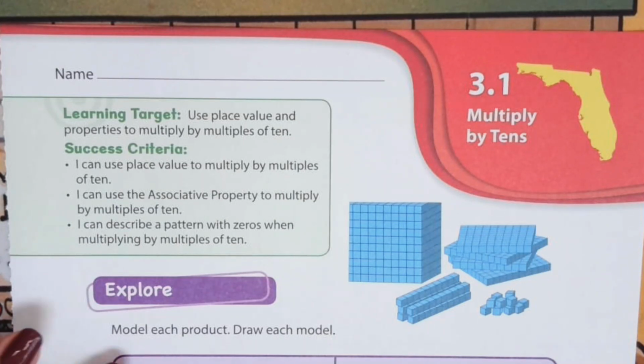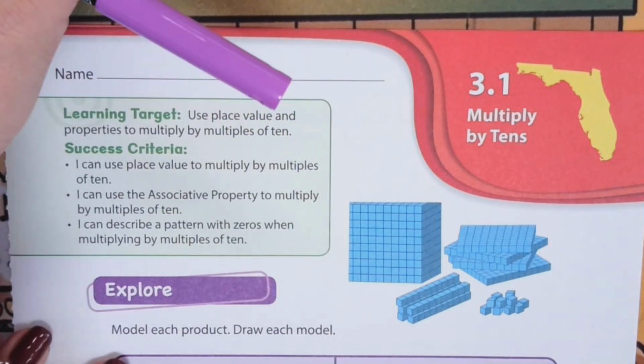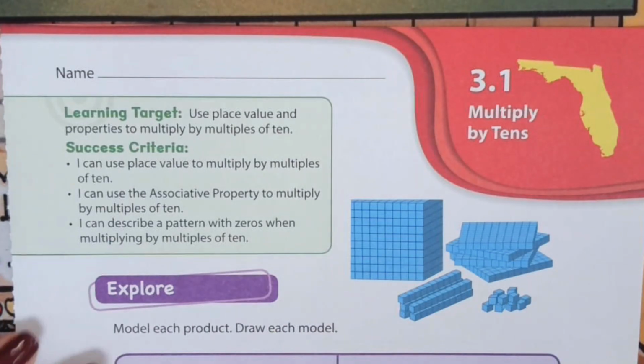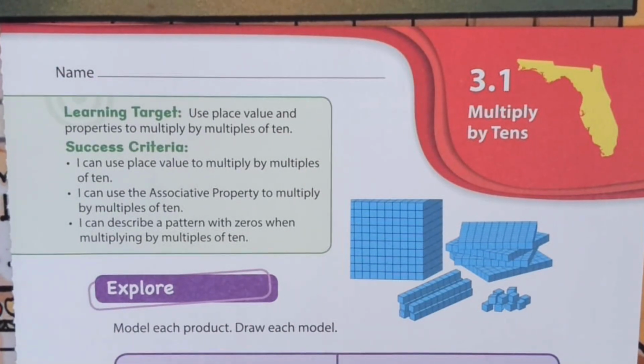Okay, this is lesson 3.1, multiplying by tens. Jaden, please read the learning target. Learning target. Use place value and properties to multiply by multiples of 10.